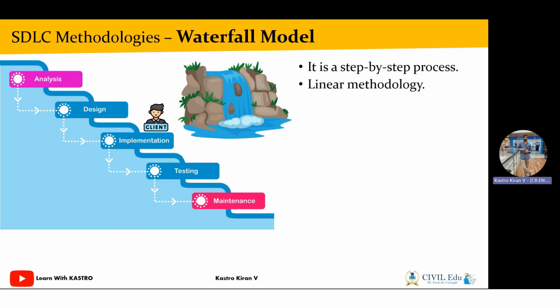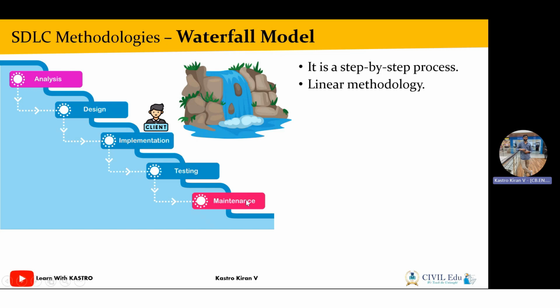What does it mean by linear methodology? As you see, the waterfall will fall from top to bottom. So it is following a linear path. Similarly, in the waterfall model also, linear methodology is nothing but one step at a time. You cannot directly jump from the analysis phase to the implementation phase. So first you have to complete this step, and then you can move to the next step, and then the further steps. So that's why it's called a linear methodology.